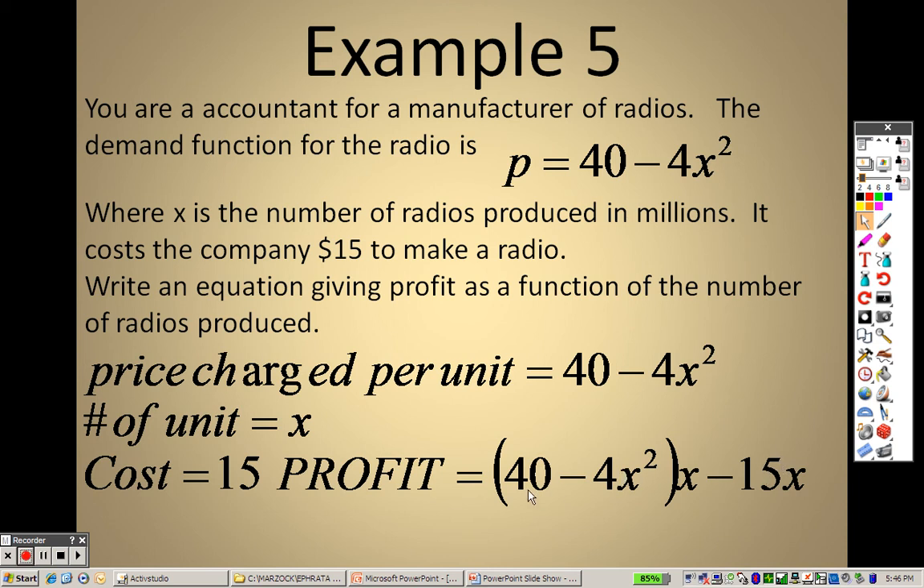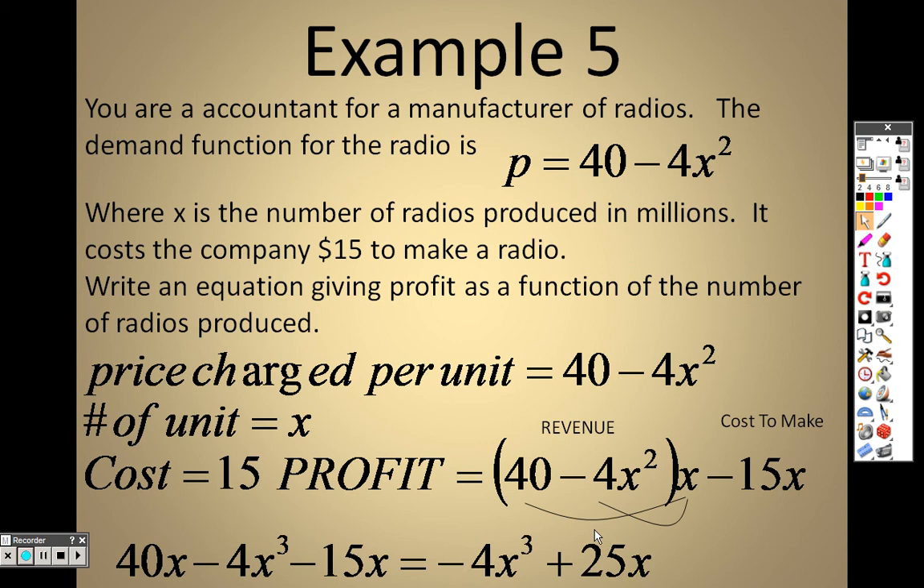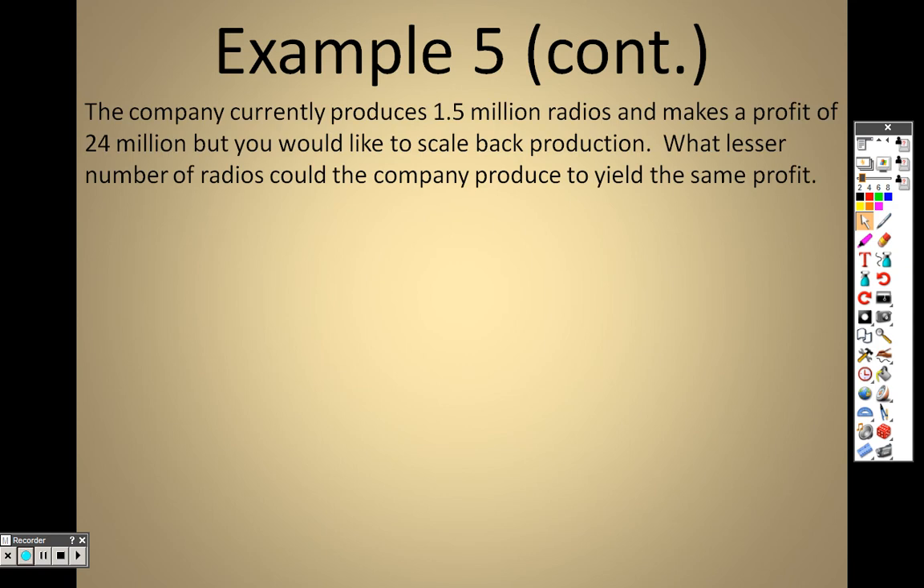So this is what we're charging, right? We're charging this equation per each item. So that's why it's times x, which is how many, minus the cost, 15, times how many. So that's where our equation comes from. So I need to take that x and distribute it through, the revenue and the cost. So I get 40x minus 4x cubed, and I have a minus 15x. So when I combine my like terms there, I get negative 4x cubed plus 25x. I guess that's all we wanted for that one.